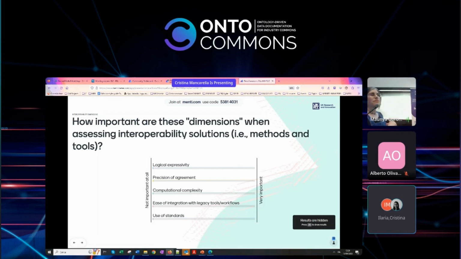Please, Mark. I think the problem is with the word agreement. What agreement? Precision of agreement. What do you mean by agreement? Agreement between the community. So, if this interoperability solution can be understood and agreeable to everybody. Like, say, the same example, if I write a first order logic axiom, it will be very much precise to be agreed by everybody. But if I write it in a natural language, people may have some ambiguity in their mind.